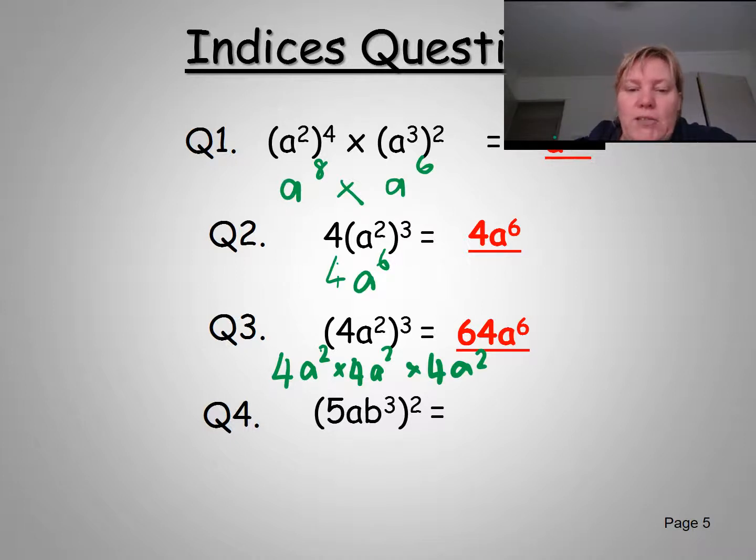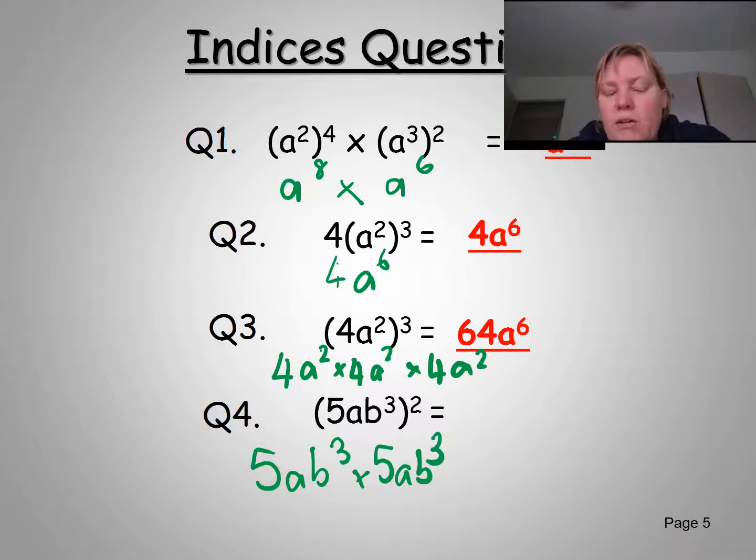Okay, last one here. This is 5ab cubed all squared. Wow, is that hard? So that's actually 5ab cubed times 5ab cubed. And it's a really good idea to write these out. Okay, so here we go. That's going to be 25a squared b6. Now, if you did the shortcut, it would be 5 squared, 25, a squared, and b cubed squared, b6. Wow, was that hard?